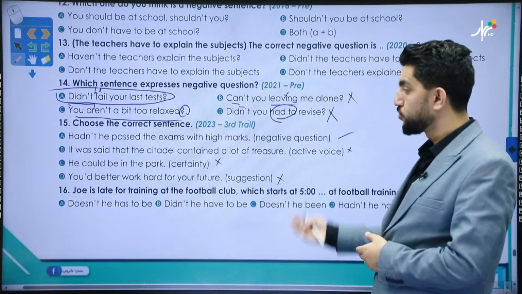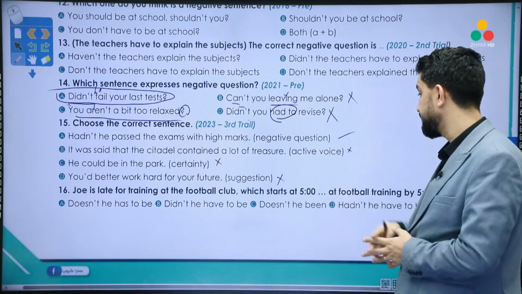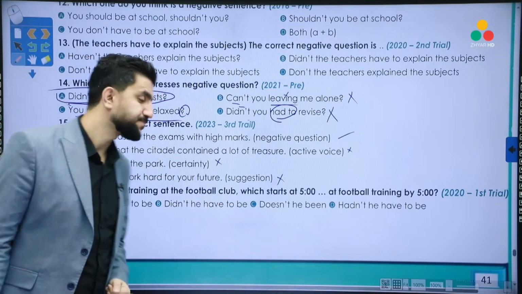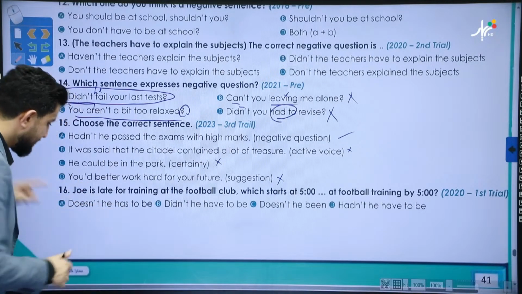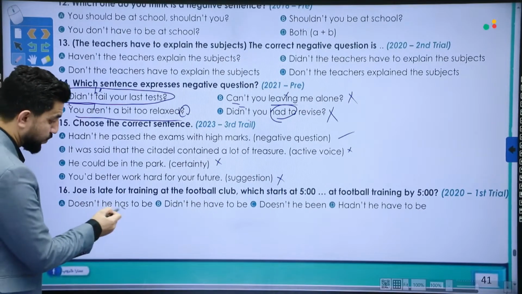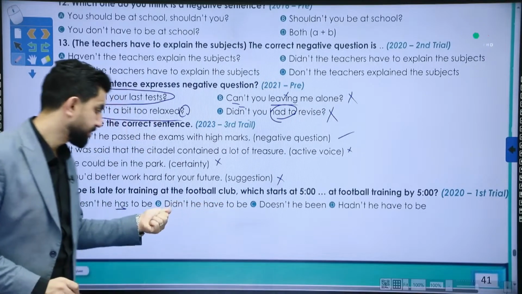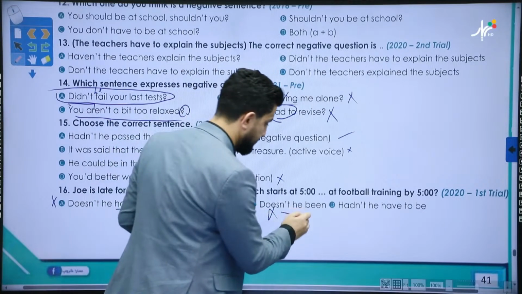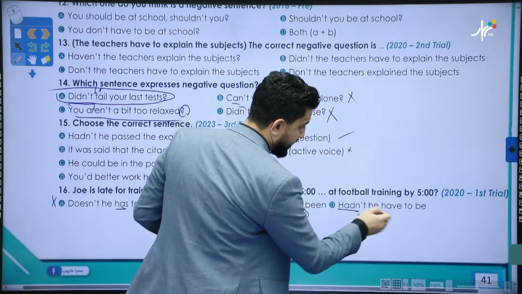The last one, Joy is late for football training at the club, which starts at 5. Which one do you think is correct? Doesn't he has to be? Doesn't he, doesn't, don't, didn't. We said we don't have has. It must be have. Wrong. Didn't he have to be? This one is correct, but wait. Doesn't he been? No, they're always followed by base. Been is not base. Hadn't he? With had, we need PP. Hadn't he have to be?